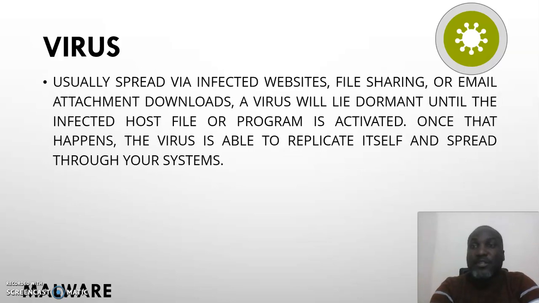Now, viruses usually spread via infested websites, file sharing, or email attachment downloads. A virus will lie dormant until the infected host or file or program is activated. Once that happens, the virus is able to replicate itself and spread through your systems. Now, it can also be identified as a hidden self-replicating section of the computer software that propagates by infecting other programs or systems memory.